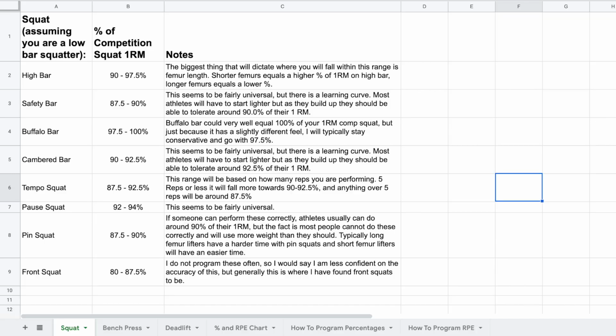But let's go through the squat, bench, and deadlift with the variations that I feel more proficient on and confident in programming, to be able to give you a general idea of the percentage you should be doing, and then let's take a look at actually how to program those. So looking at squat first.